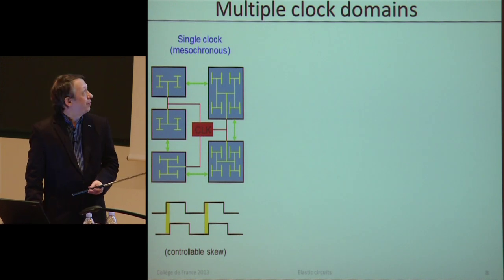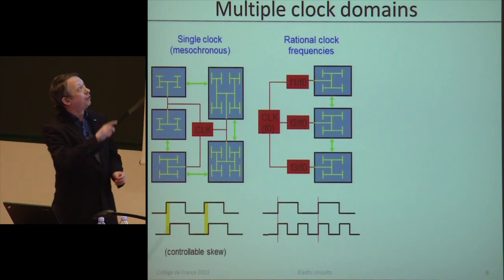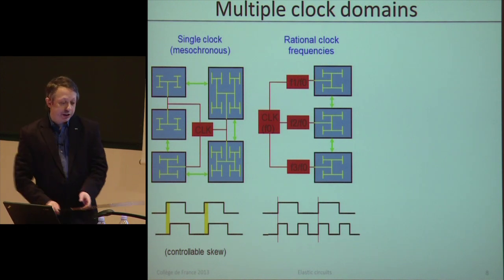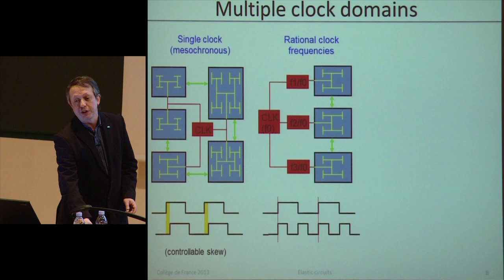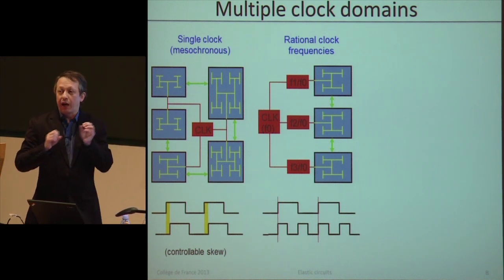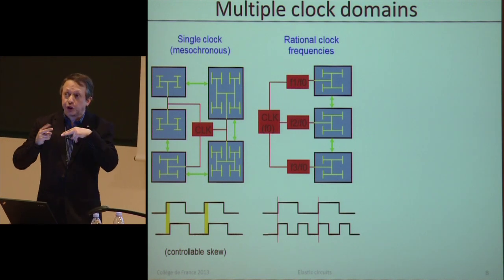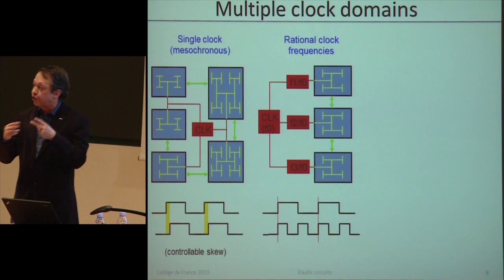Another variation is that we have one master clock generator, and then we have different frequencies, and these different frequencies are generated, for example, by dividers. So we may have that one component has half of the frequency of the other component, or 1/4, or 2/3. So there is a rational relationship.